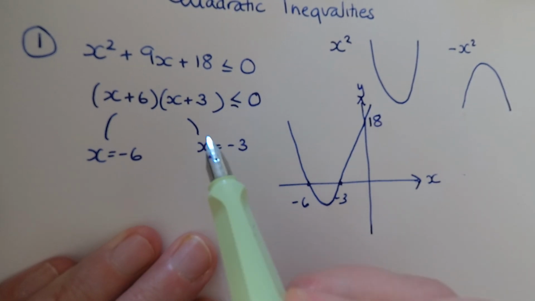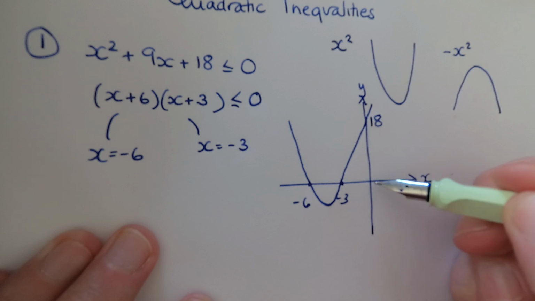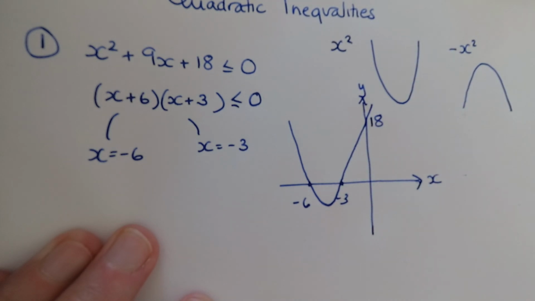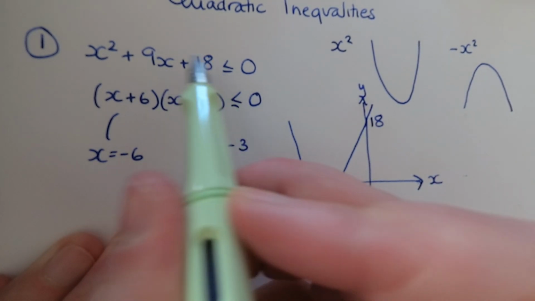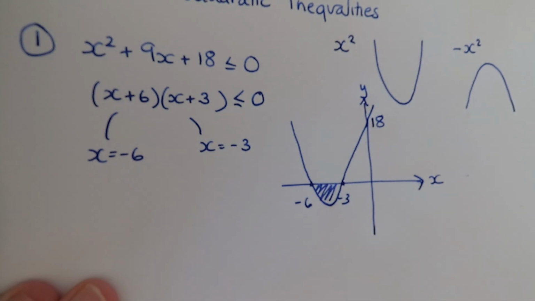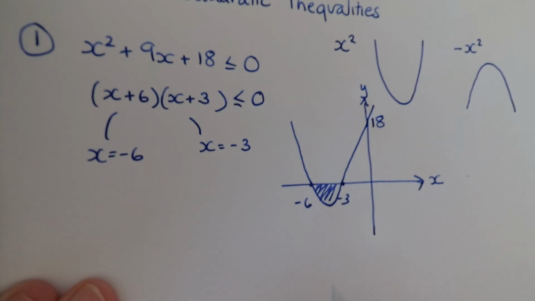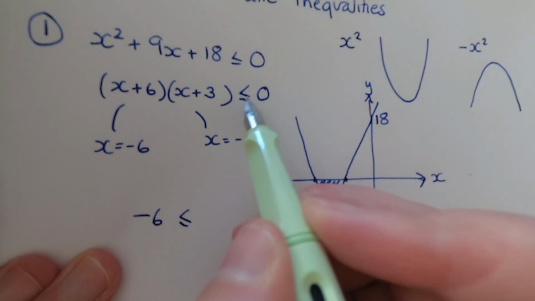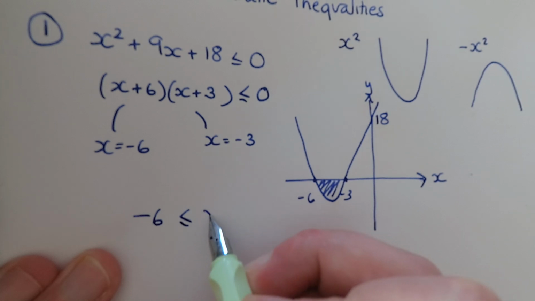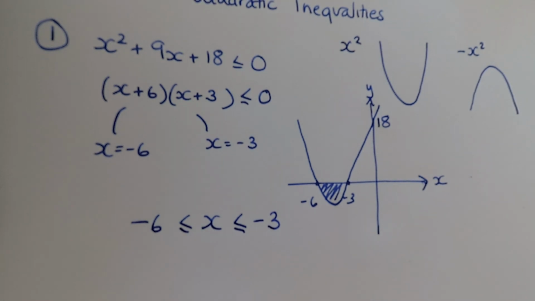Now we're looking for the region where this graph is less than 0, and that occurs when the graph is below the x-axis, i.e. y is less than 0. So that's this region here. The solution to this equation occurs in this region, so all we need to do to solve it is write this region as an inequality. So we've got minus 6 less than or equal to x, less than or equal to minus 3. So that is the solution to the first example.